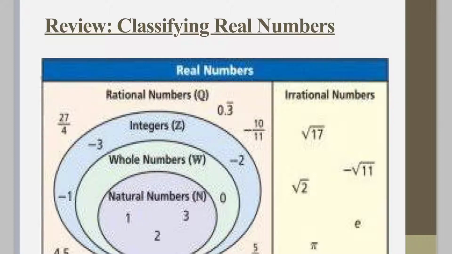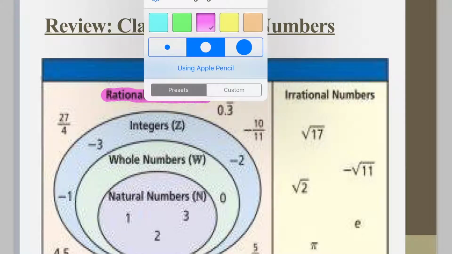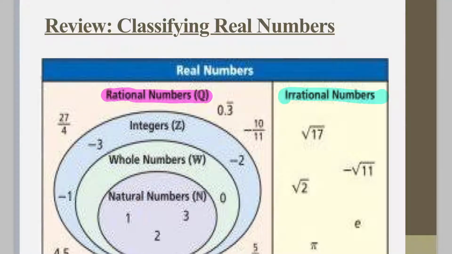Quick review, once again, of classifying real numbers. We did a Venn diagram for an example in Unit 1.1. This is a review of it. The only thing that I really want to highlight from this is two things. The first is notice that the set of rational numbers is separate from the set of irrational numbers, both being contained within the real number set.